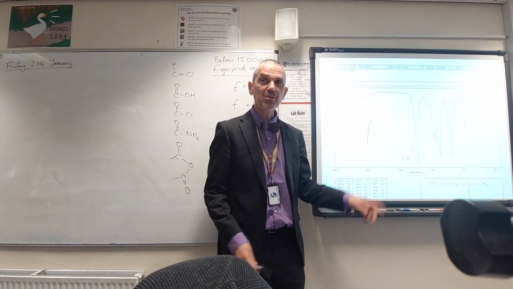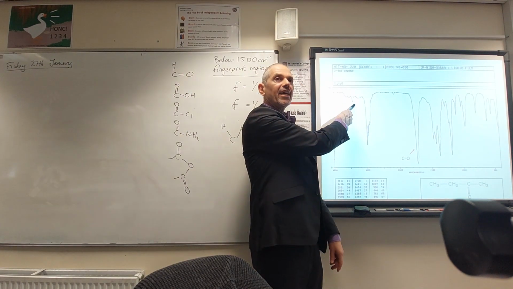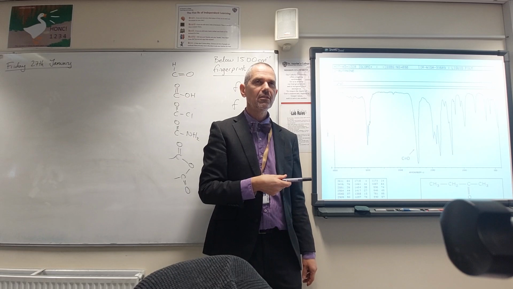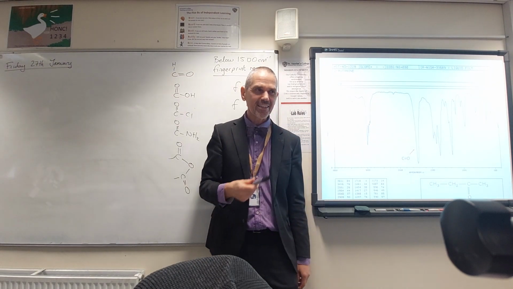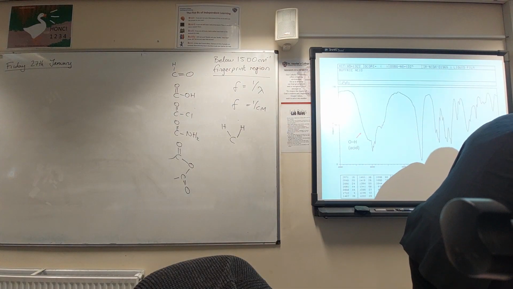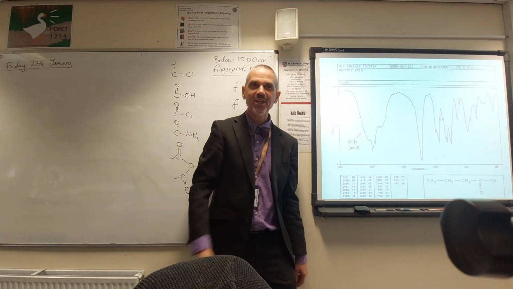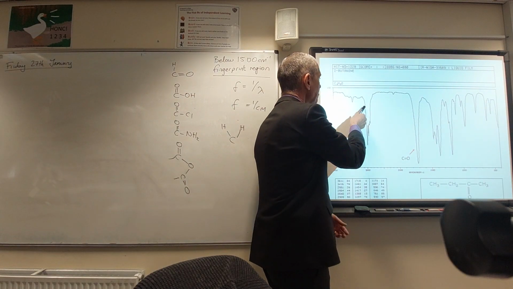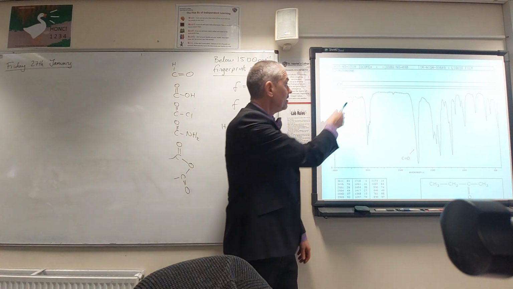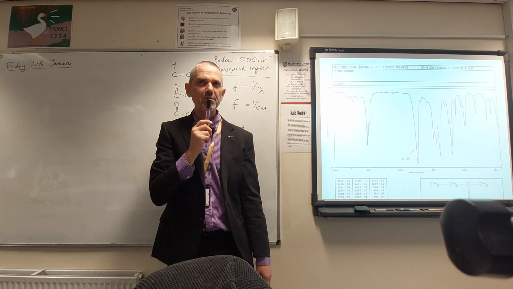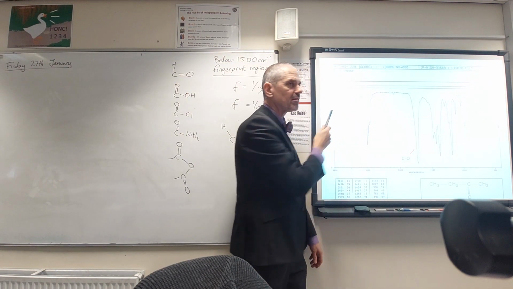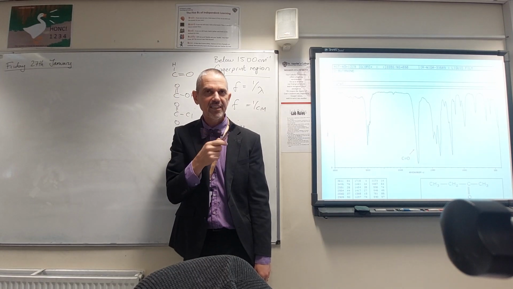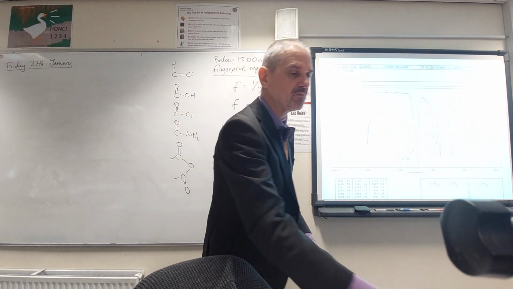But I'll often get people say, oh, but what about this? There's a peak here. Does that mean it's got an OH in the molecule? Well, no, because if it had an OH in the molecule, it would be a massive broad peak like that. It wouldn't just be a bit of something. I mean, there's obviously something there, but it's not enough to be a full OH peak. Does anyone have any idea what that might be? It's in the right region of the spectrum for OH.